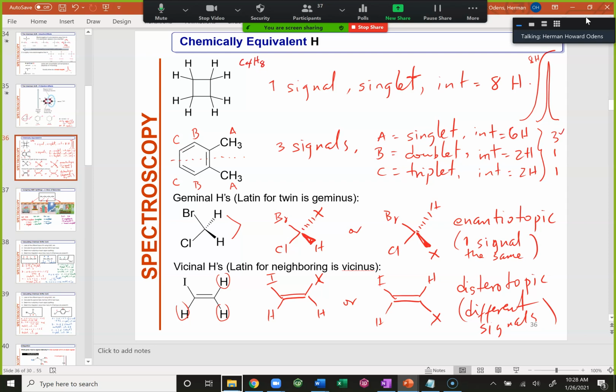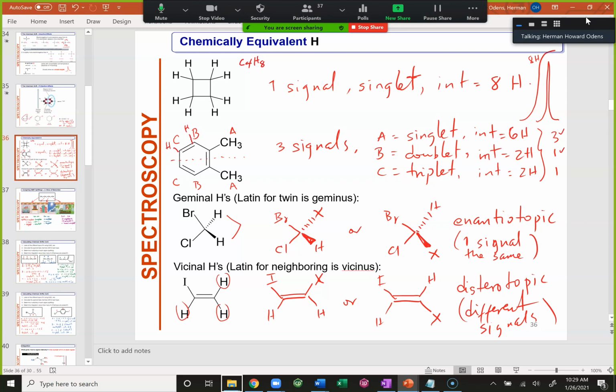B will be a doublet because it has one neighbor. B has one neighbor in C. Remember, this has hydrogens. So the B hydrogen has one neighbor, so it will be a doublet, 1 plus 1 is 2, and it integrates for 2 hydrogens. The computer will give you a 1 because it's going to give you the lower number for the ratio. So instead of 6 to 2, it will be 3, 1, 1.